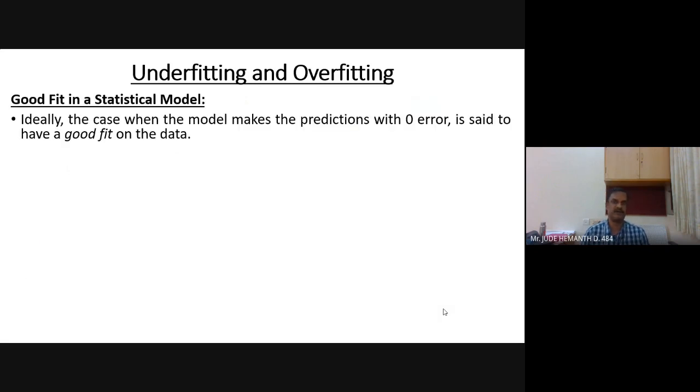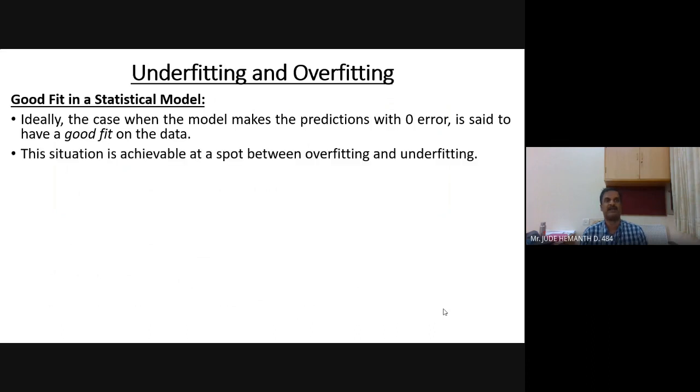So this is a good fit. How can we have a good fit, right? Ideally, it is the case when the model makes predictions with zero error, right? That's an ideal case, which is not at all possible.